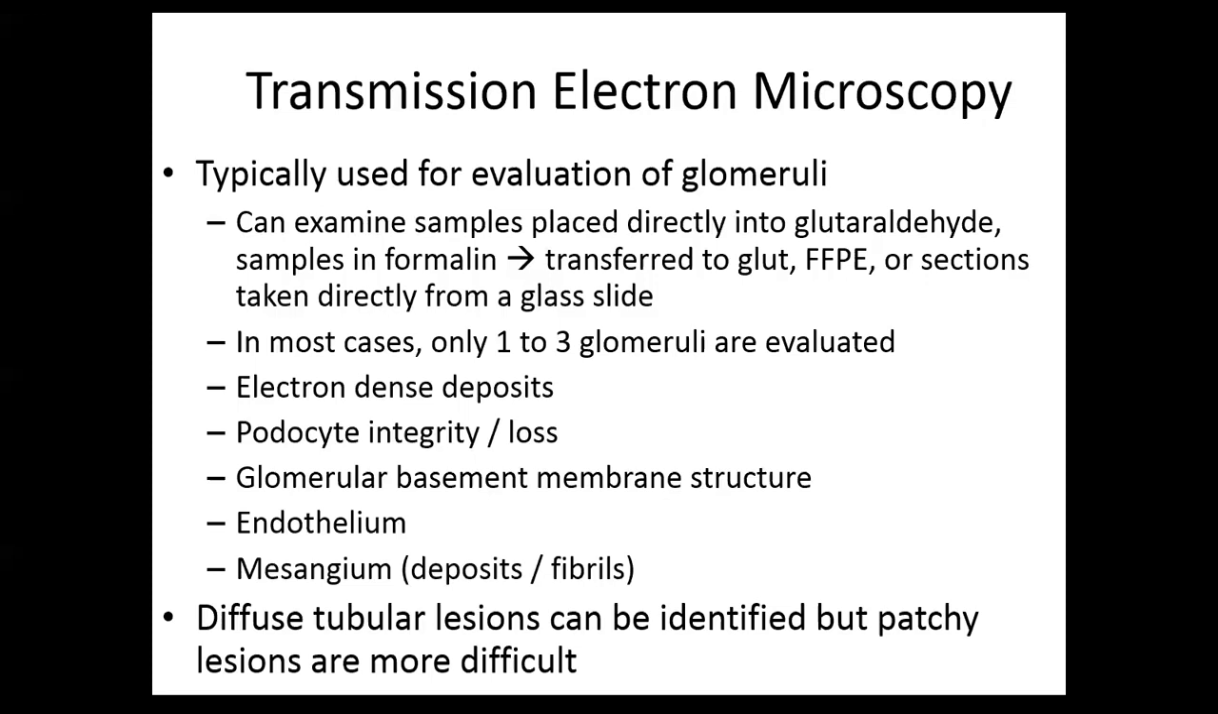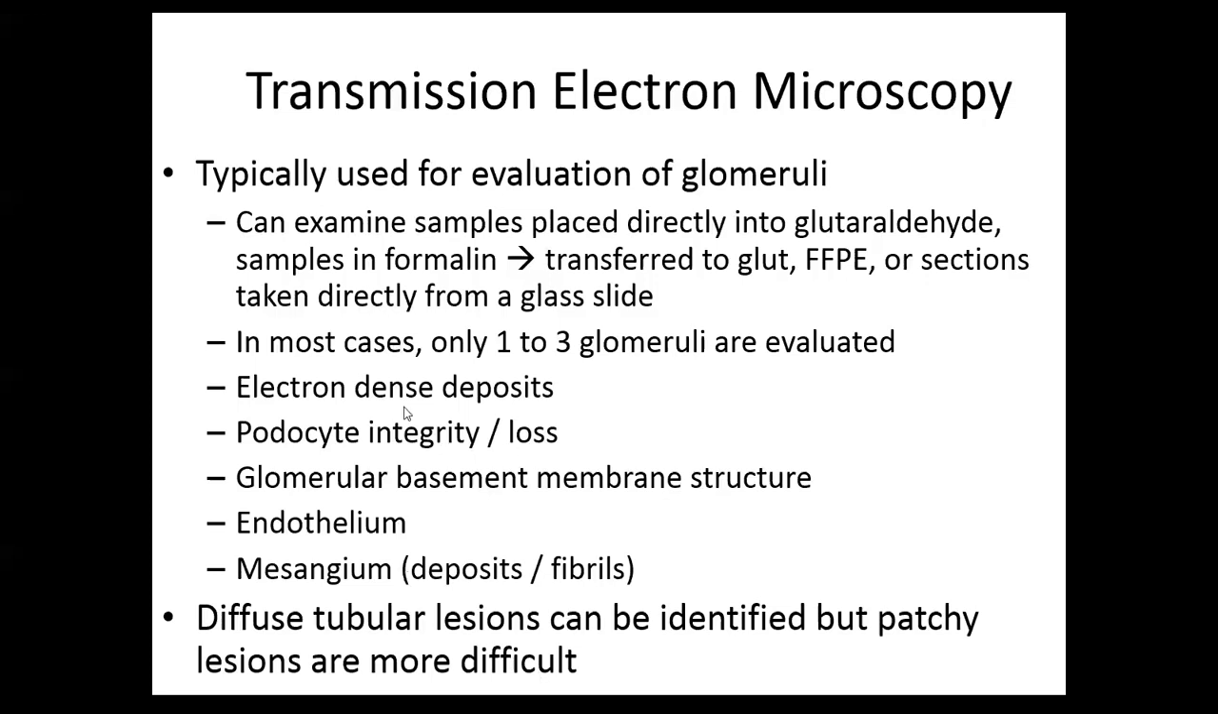I'm trying to evaluate the podocytes. I'm looking to see if any of them have detached, and I have denuded glomerular basement membranes. I'm looking at the GBM structure. Evaluating endothelium is a little difficult because there's a lot of artifact that happens with the endothelial cells, but I'm at least trying to look at it. And then I'm also looking at mesangium, and I'm trying to find out, are there immune complex deposits in the mesangium? Am I seeing fibrils?